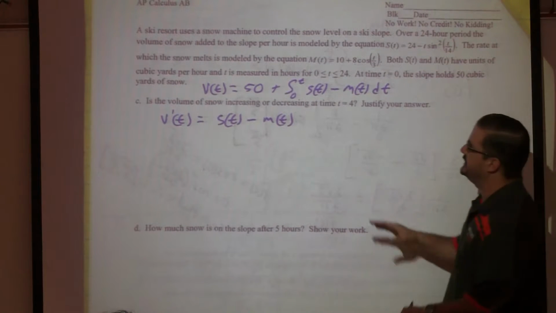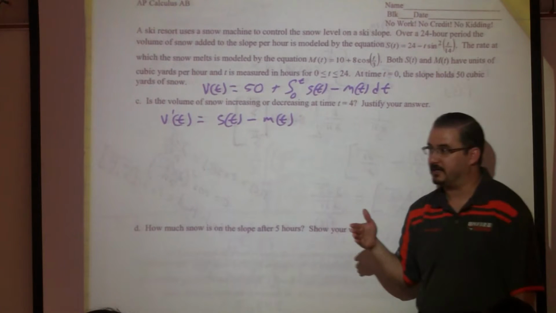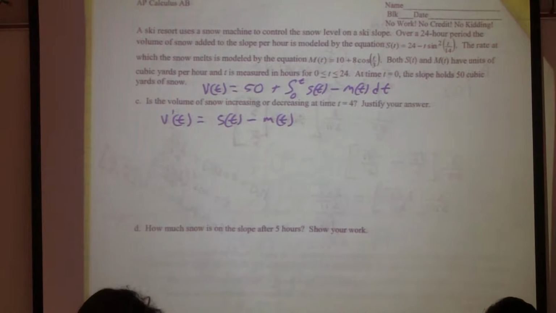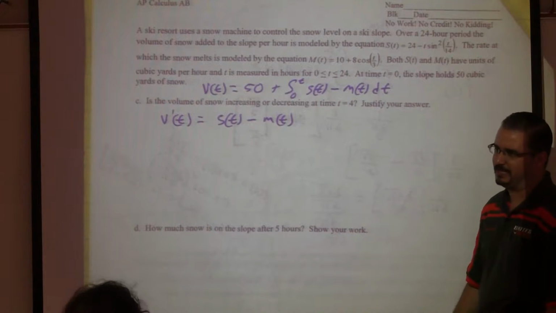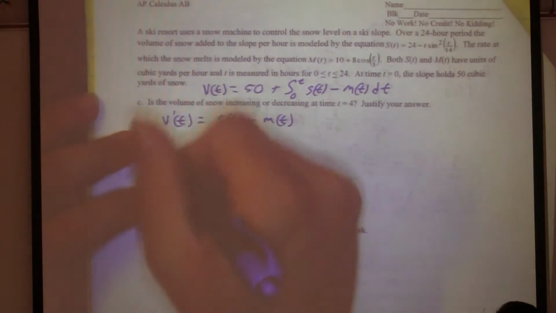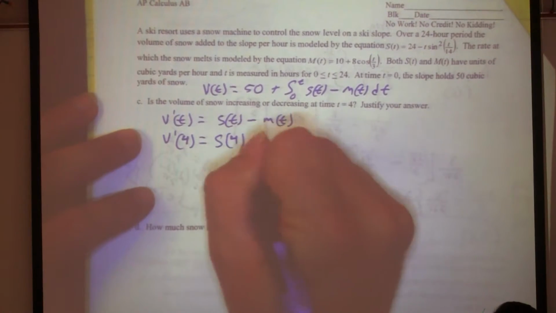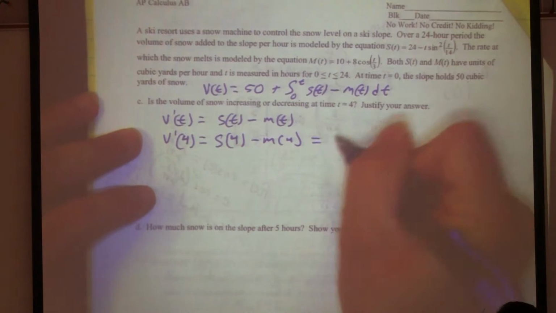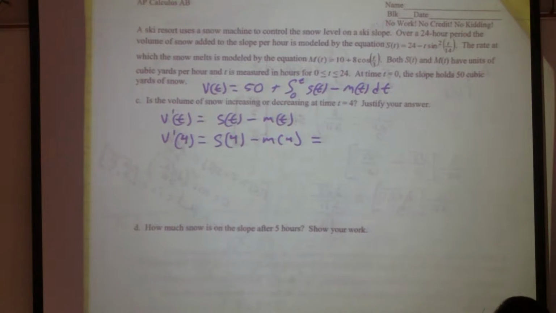But there are cases where it's not just from 0 to x. It might be from x to x squared. In those particular cases, you do have to actually apply the second fundamental theorem of calculus. But that's something that we'll learn after we take this test. It's really easy. Cool? Just foreshadowing. So now we need to find v prime of what? Of 4. So that's going to give us s of 4 minus m of 4. And we want to pay attention to the sign of that number ultimately. That's all we care about. What is the rate at which the snow is changing at t equals 4?